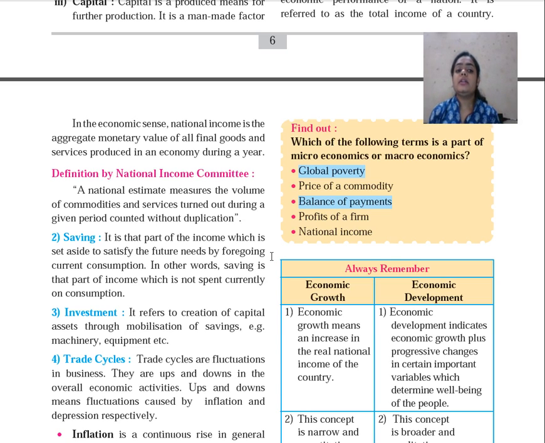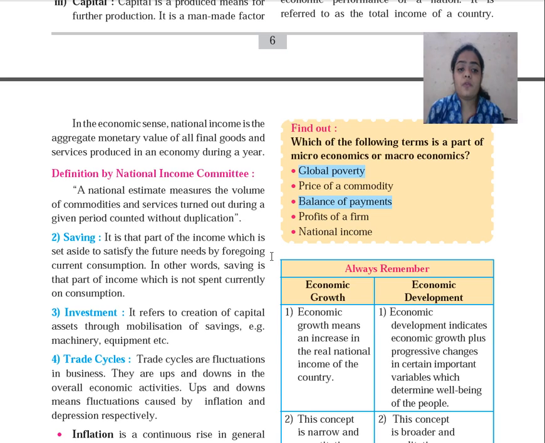What do you mean by national income? It is an estimate, that is, it is not the exact value. It is an estimate measure of the value of the commodities and services turned out during a given period, counted without duplication. That means it is counted only once in the entire calculation. This helps to get an estimate of how much the national income is, that is, the income of the entire nation at the end of the year.